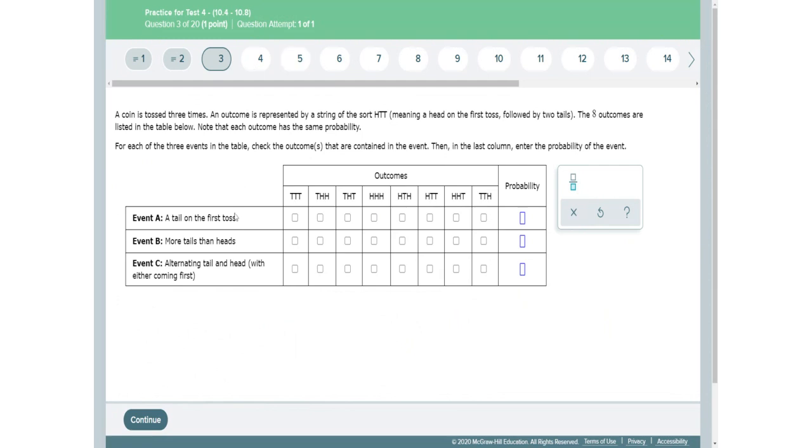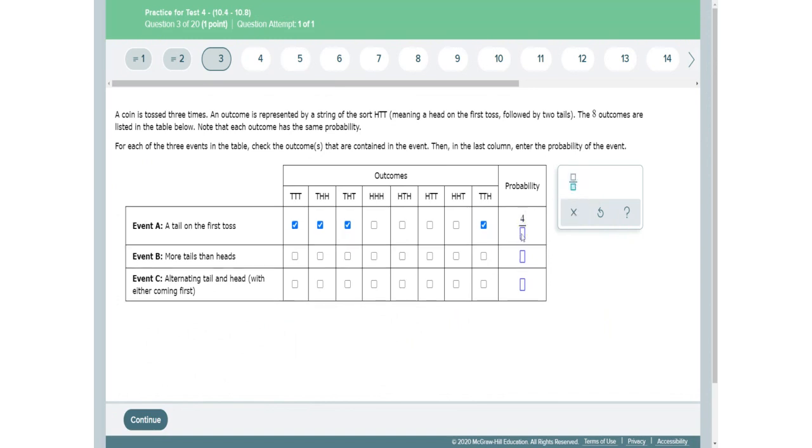All right, so let's see. The event A says a tail on the first toss. So anything that's got a tail in spot 1, we can put. And that looks to be 4 of them. All the rest of them have heads in the first. So this is 4 over 8. I'm going to just write it like that first. Of course, they're going to want us to reduce it down. But that's 4 over 8, and that's 1/2.